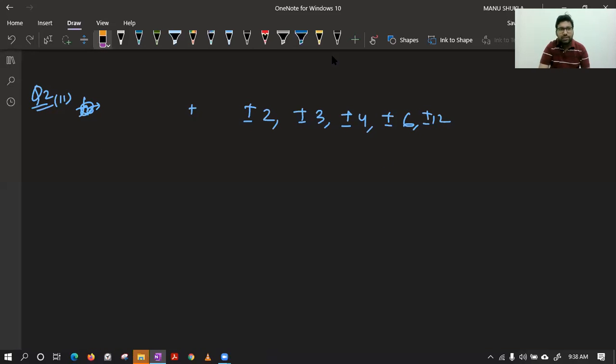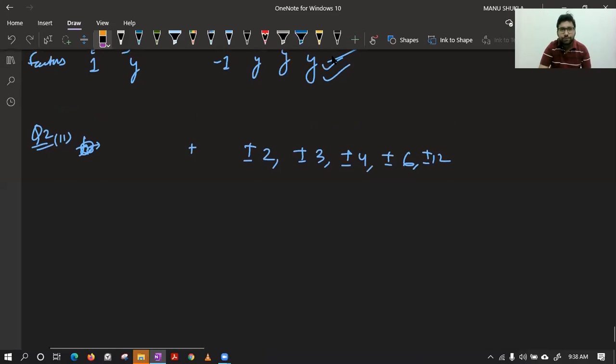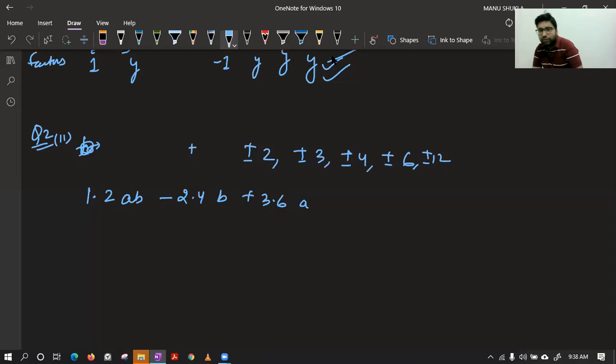Okay. Let us discuss that part asked by Lavya and Ryan also. The question is question number 7, F part. It is 1.2 AB minus 2.4 B plus 3.6 A. So if I don't write 1, then it will still be correct, but in all possible factors, 1 should be there.